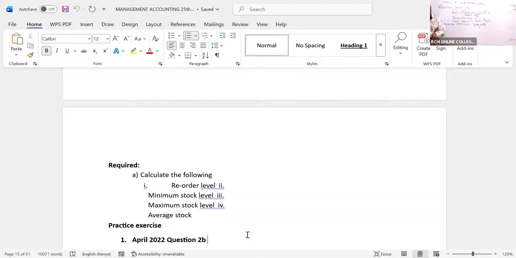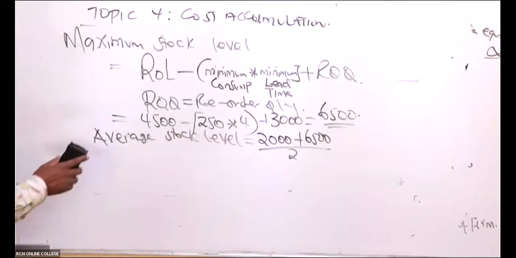So without looking at your notes, are you able to write down the formula of reorder level? Maximum consumption times maximum lead time. Despite her coming late, she has been able to catch up. Or were you following online when you were coming here? Very good. So then please go ahead and give me this answer.